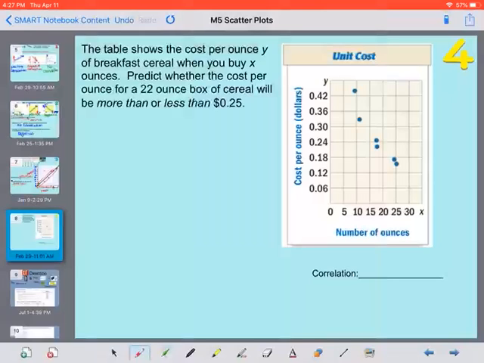And then our last question here. The table shows the cost per ounce, Y, of breakfast cereal when you buy X ounces. Predict whether the cost per ounce for a 22-ounce box of cereal will be more or less than 25 cents. So right now, if we circle our points here, our correlation is a negative correlation. We're going downhill.